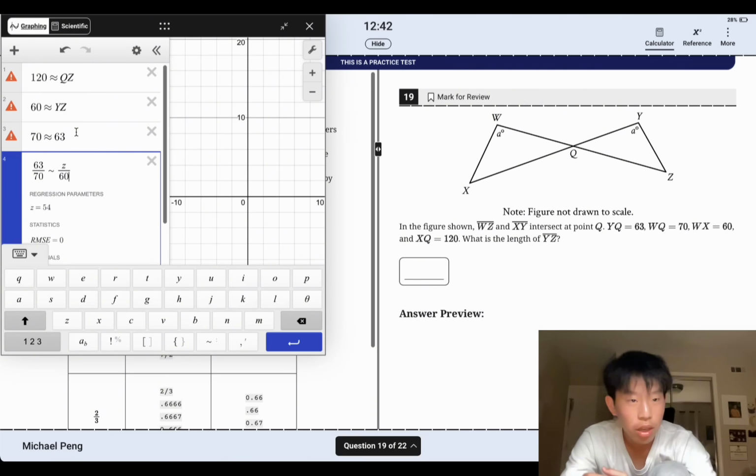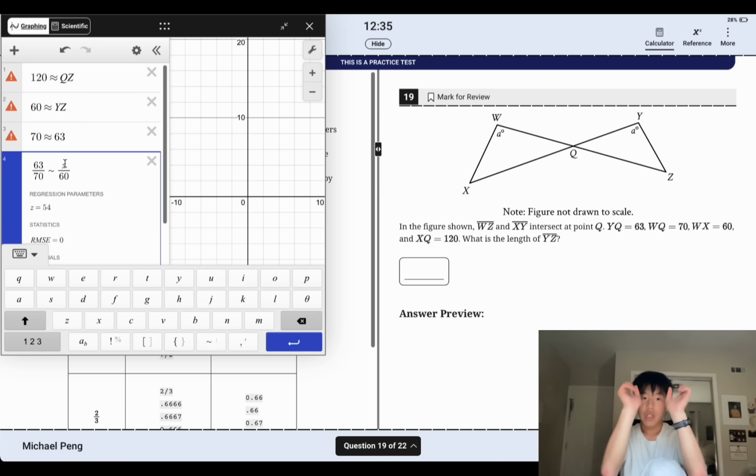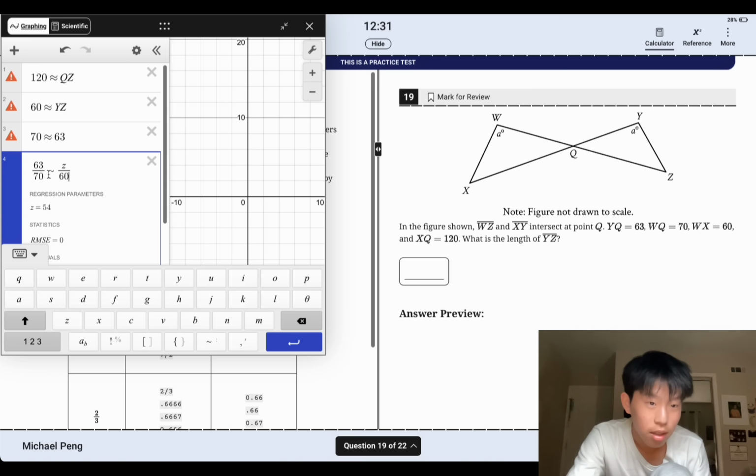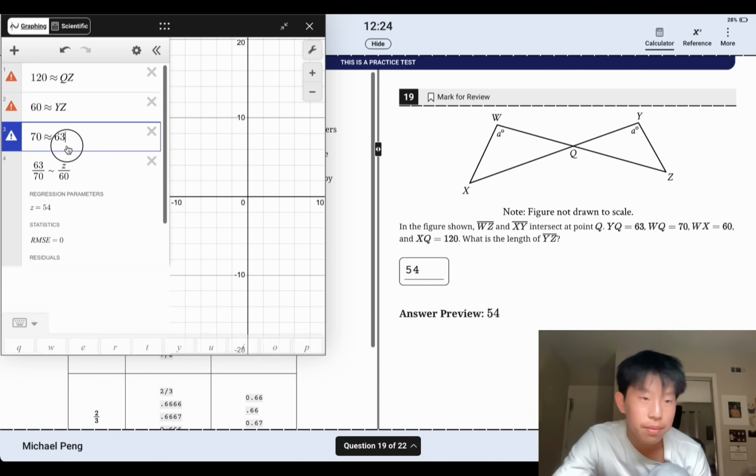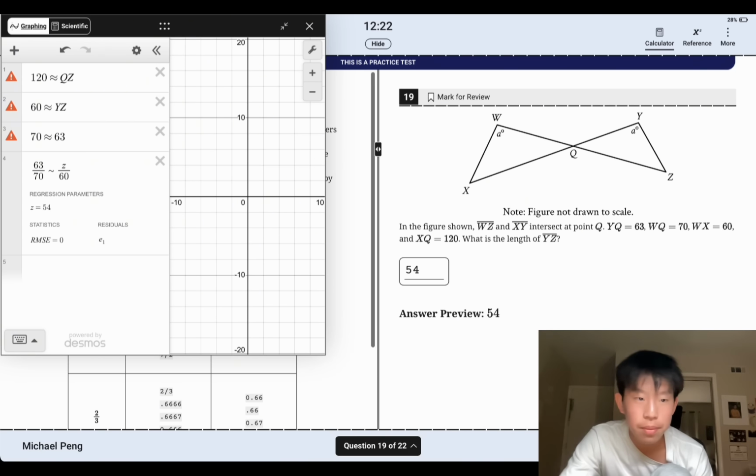So what this is doing here, it's doing another regression, right? And it's basically saying, hey, these two are similar, okay? So now you're just going to divide on both sides, and then what's Z? It's going to give you 54, and that's our answer, okay? Next.